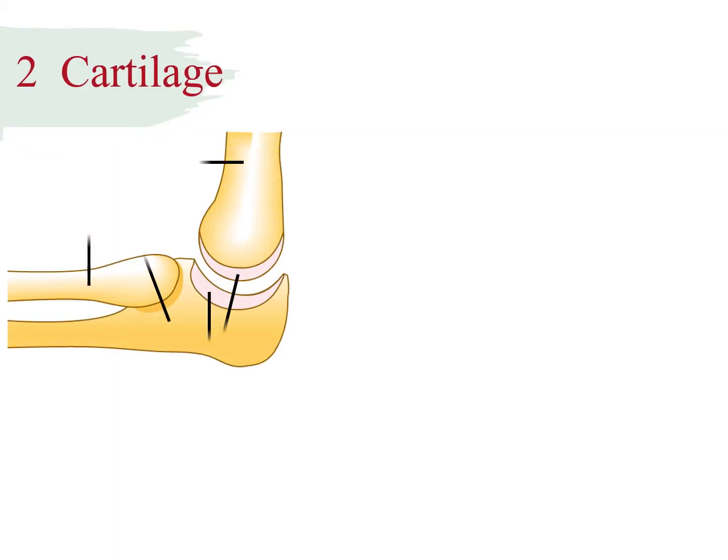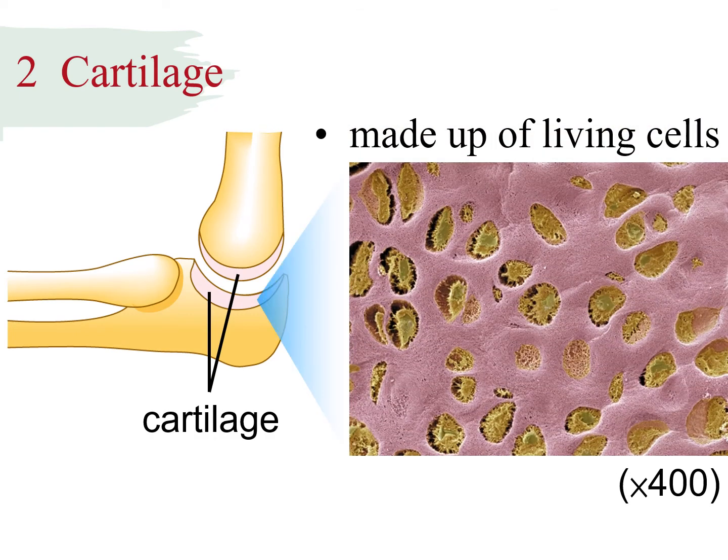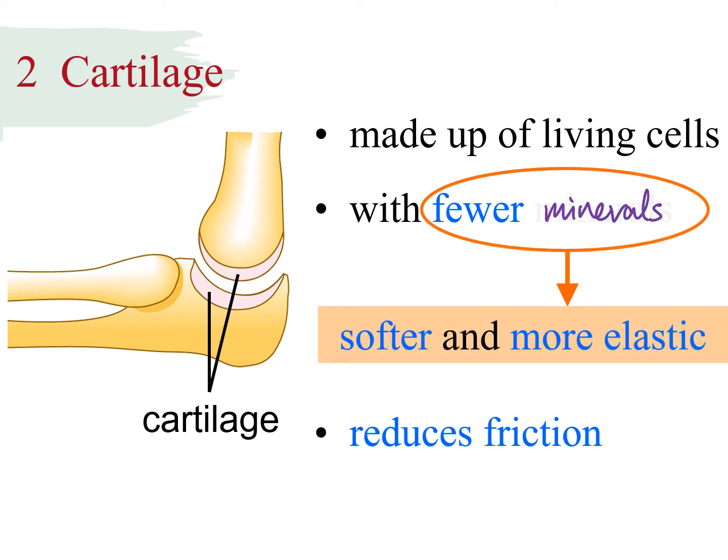The second part of the skeleton is the cartilage. Same as bone, cartilage is made up of living cells. However, the cartilage has a smaller amount of minerals. Therefore, with less minerals, the cartilage will be softer and less hard. It will also be slightly elastic. It helps to reduce the friction between two bones, or in a joint.